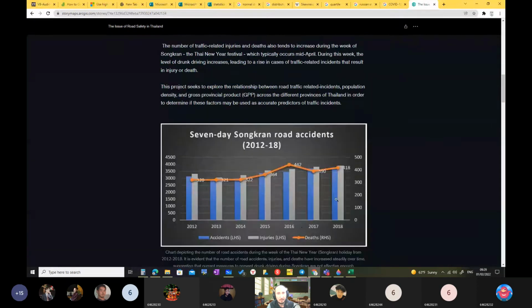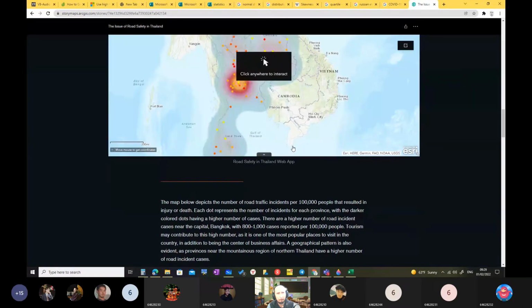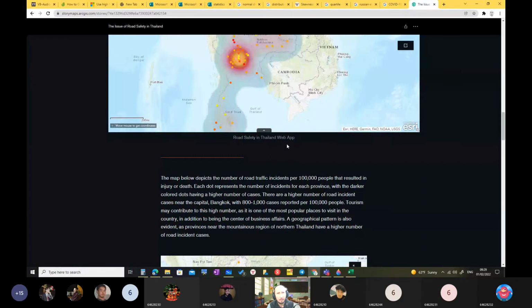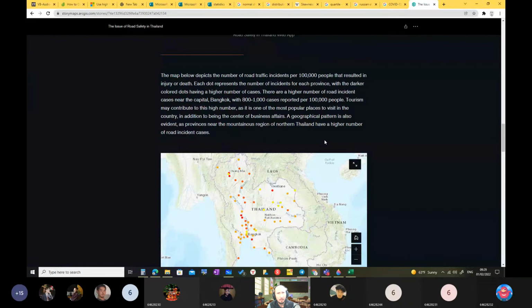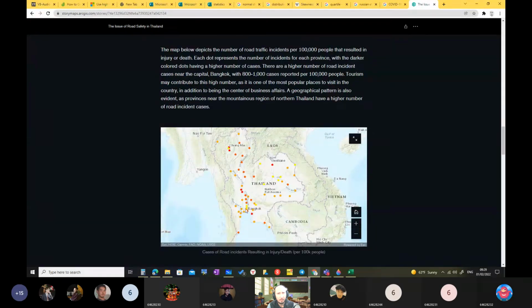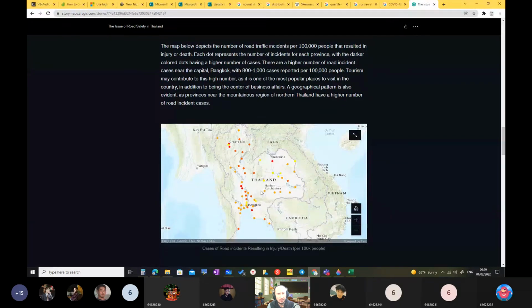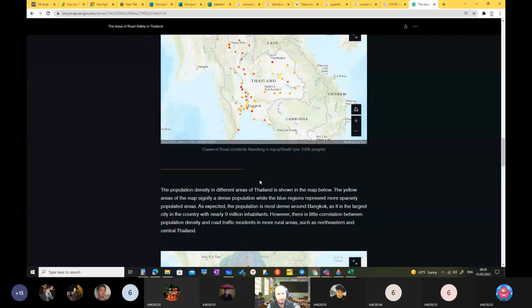And then this is over time, right? You look at over time from 2012 to 18. Songkran. What is happening on Songkran? 2016 increase. Road safety. Road accidents on the map, right? They use different colors, so the brighter the spot, the more accidents there are. Of course, there are more people there, right?